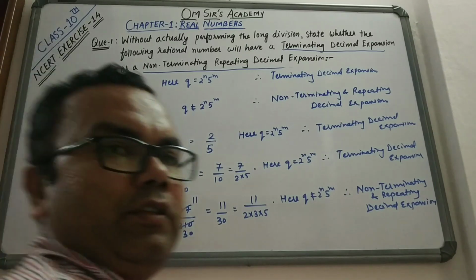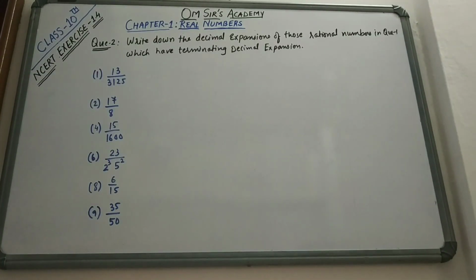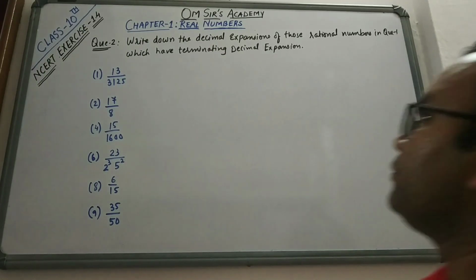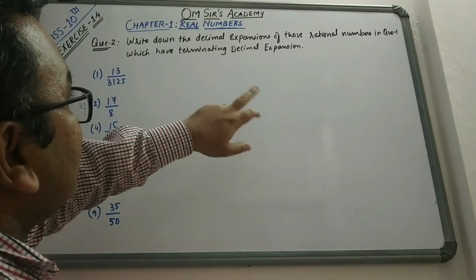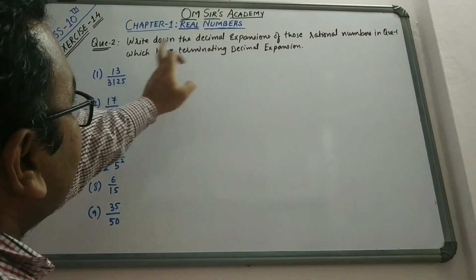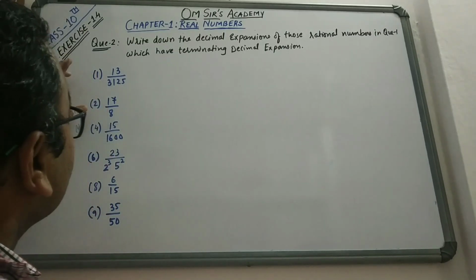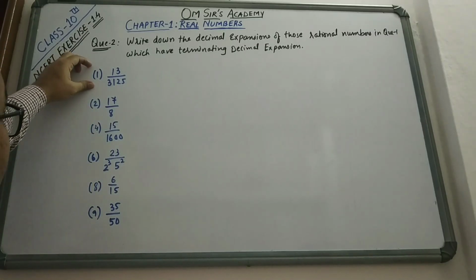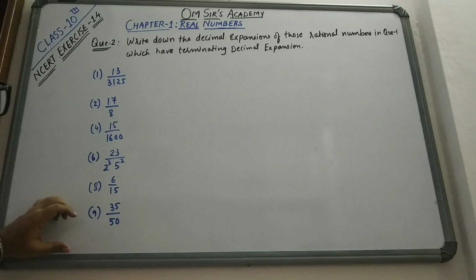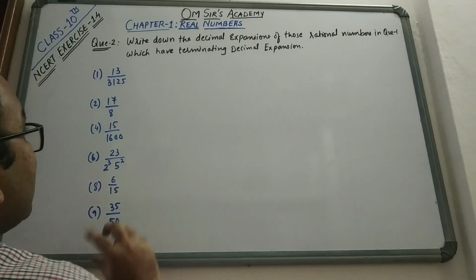Now we move to the next question of this exercise, that is question 2. So friends, question 2 is related to the first question. It says to write down the decimal expansions of those rational numbers in question 1 which have a terminating decimal expansion. So we have already solved question 1. Now see these numbers, the sums number 1, 2, 4, 6, 8 and 9 had terminating decimal expansions in question number 1. So we will be writing the terminating decimal expansion.